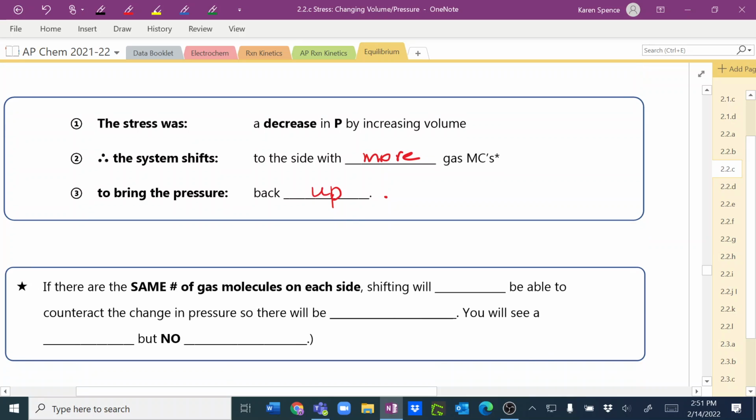And once again, if there are the same number of gas molecules on each side, shifting will not be able to counteract the change in pressure. So there will be no shift. No shift. You will see a spike, but no curve.